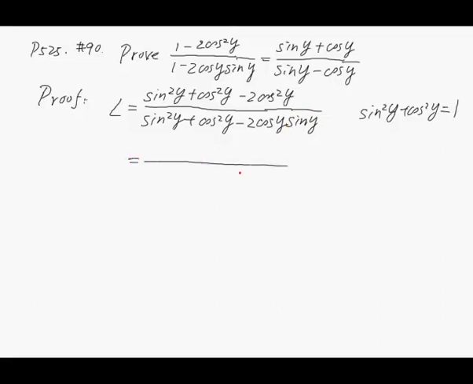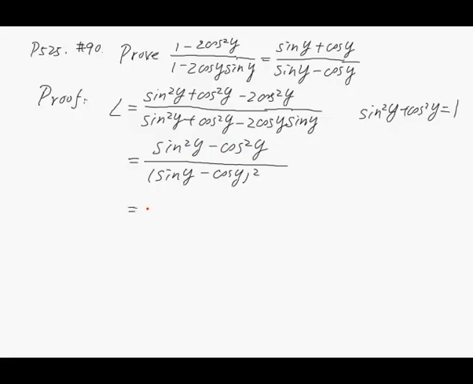Because when I replace this 1 by the sine square y plus the cosine square y, then in the denominator, I got a perfect square trinomial, right? So right now you may use the square of the binomial formula. Then you get the square of sine y minus cosine y, right? And then for the numerator, cosine square minus 2 times cosine square, you got negative cosine square y.